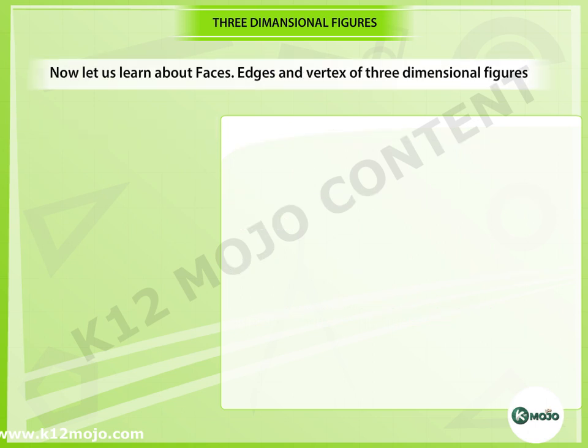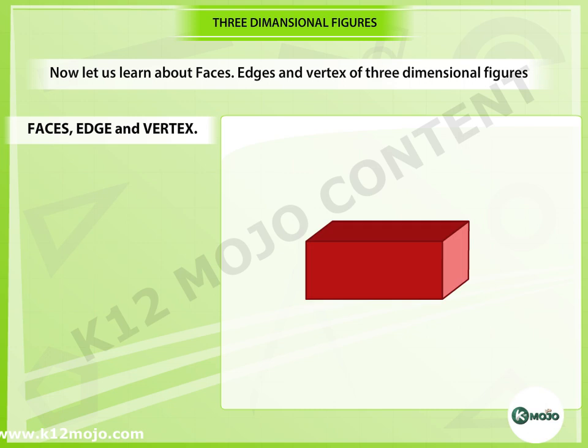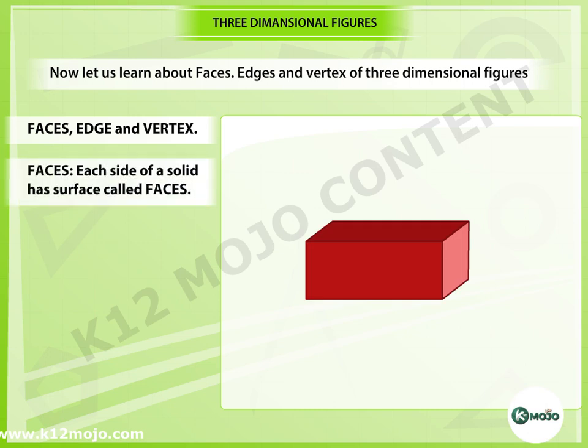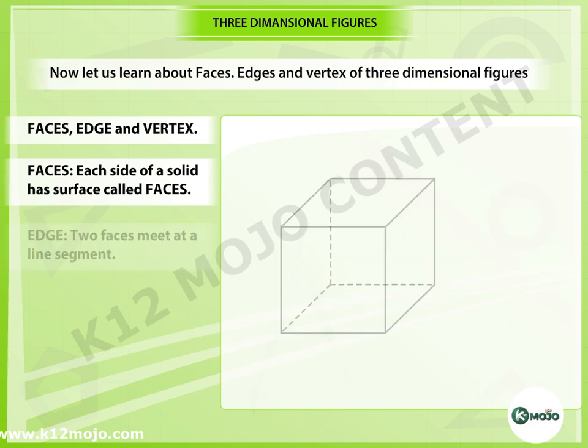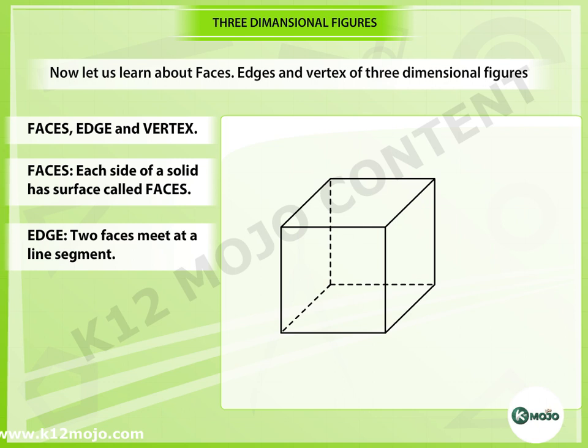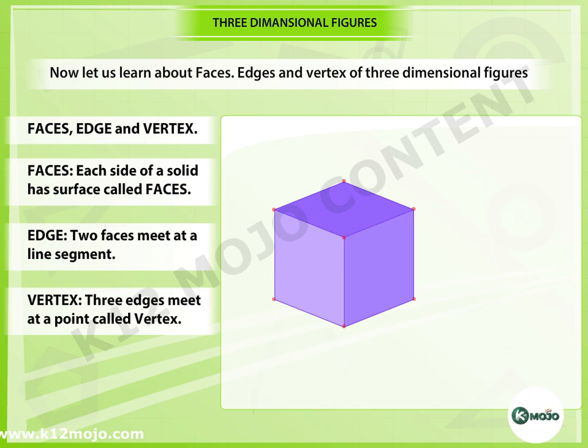Now let us learn about faces, edges, and vertex of three-dimensional figures. Each side of a solid has a surface called a face. The figure shows the face of a solid figure. Where two faces meet, the line segment is called an edge. The figure shows the edge of a solid figure. Three edges meet at a point called a vertex. The figure shows the vertex of a solid figure.